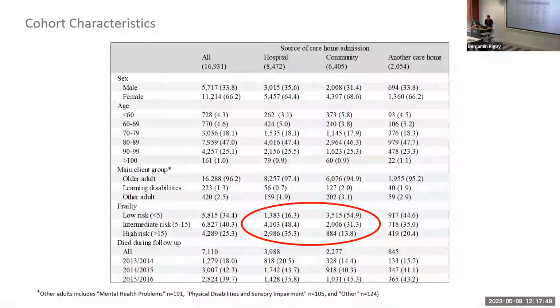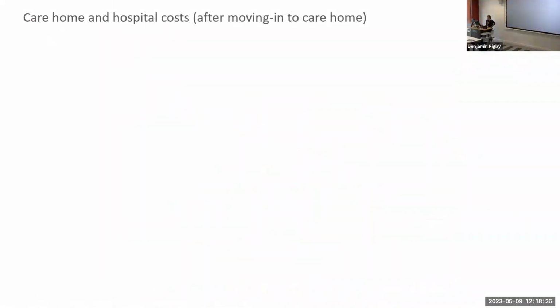So just to show you some cohort characteristics, split into the different routes of entering care homes: the hospital, community, and care home. In our analysis, we tend to focus on hospital and community, because the other care home group is a bit of a special case, and I think we want to mainly look at the distinction between the hospital and community admission. And there seems to be quite a difference, in particular when it comes to frailty for those people, so that's quite noticeable.